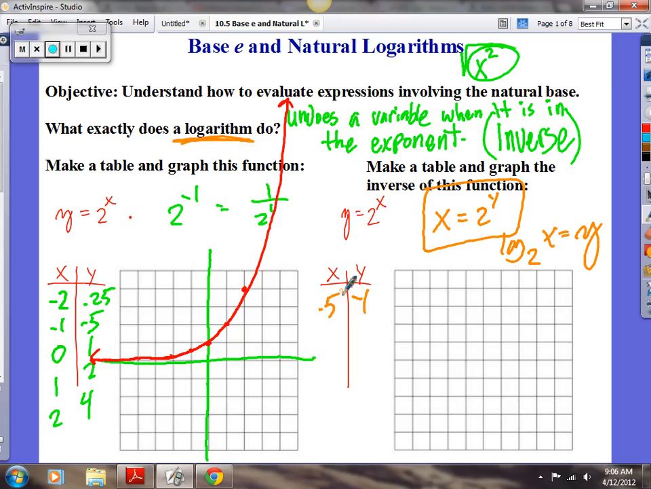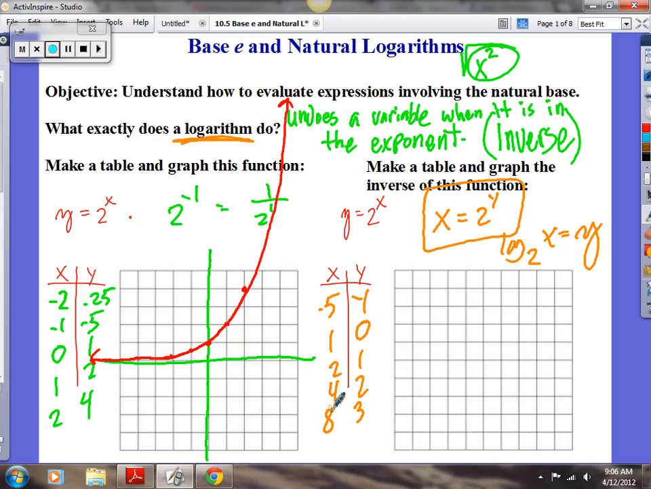0.5. What else do you want to plug in? 0. You plug in 0 for y, what's it spit out? What else do you want to plug in? If you plug in 1 for y, what does it spit out? Let's plug 2 more in. What should we plug in? If you plug a 2 in, you get a 4. If you plug a 3 in, what does it give you? 8. Plug it in for y. Oh, because the rule is backwards.